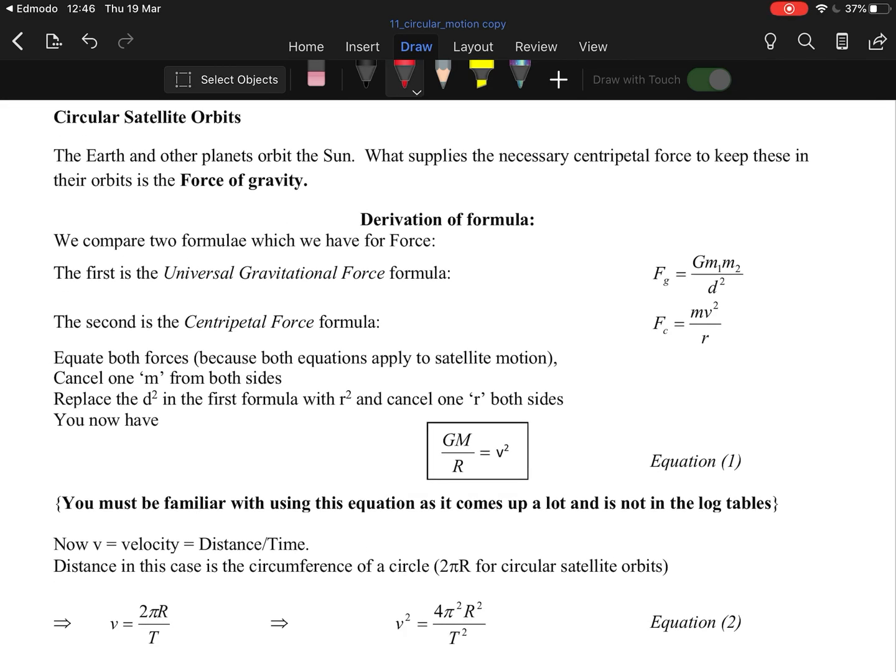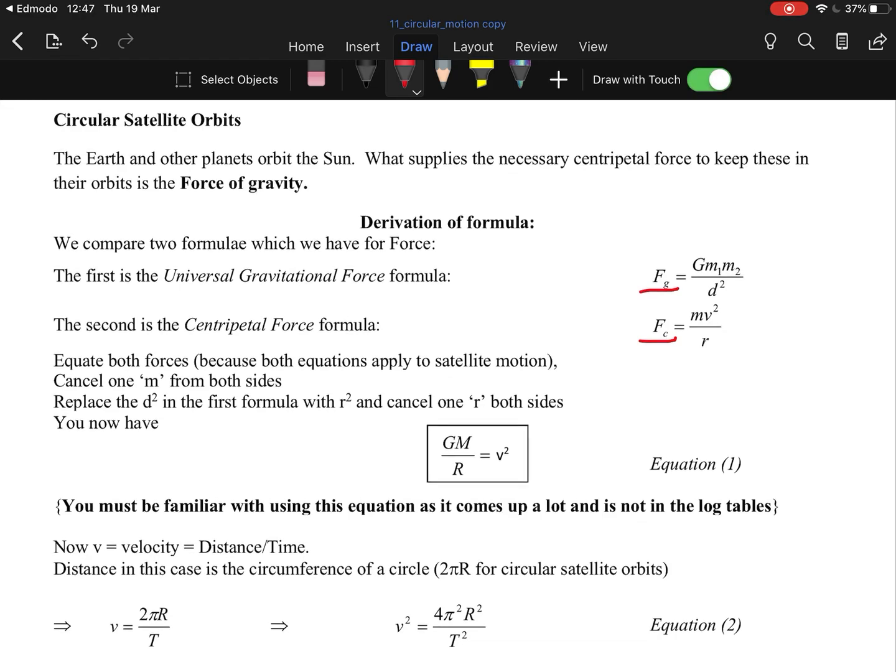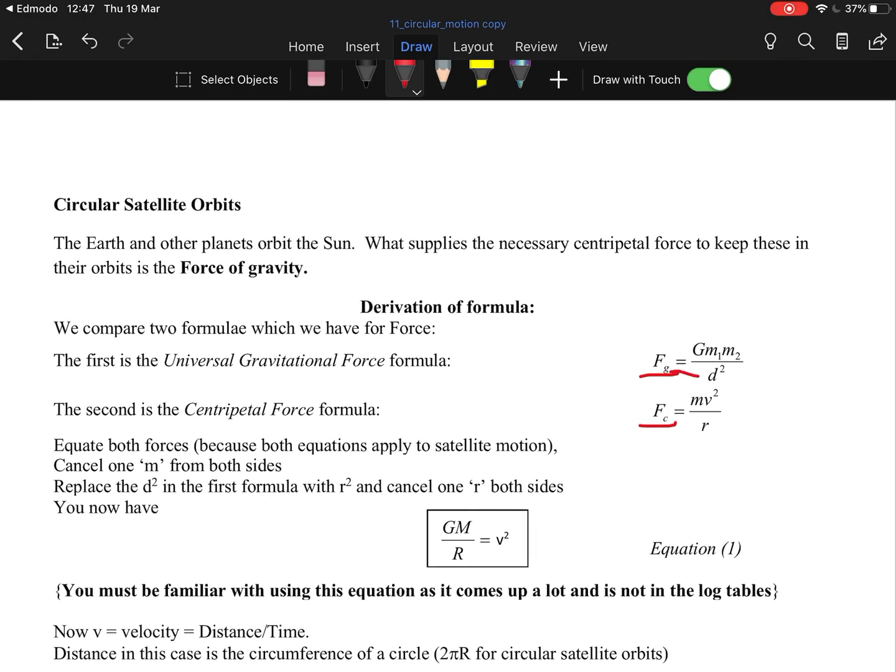So basically we start with the two equations we already have: force of gravity and centripetal force. Okay, and if you remember from all of mechanics, F equals F. As you can see there, the tablet is not picking up my writing. F equals F. So force equals force equals weight, etc. So all forces equal each other. If you remember that, you can always do these derivations. So what does that mean? That means that the force of gravity has to equal the centripetal force. So G m1 m2 over d squared has to equal m v squared over r.